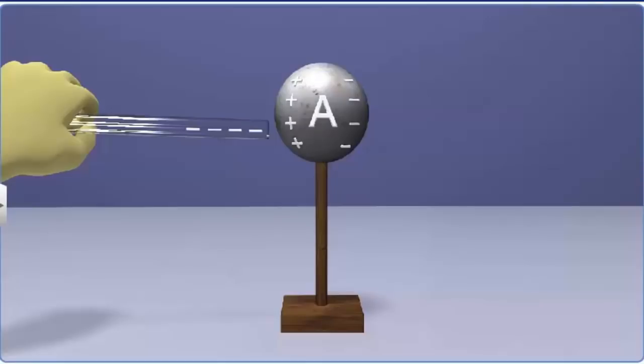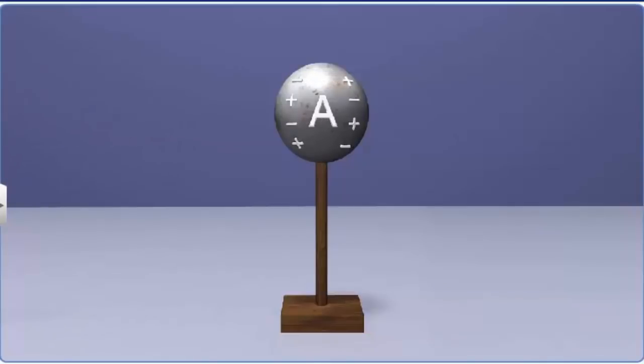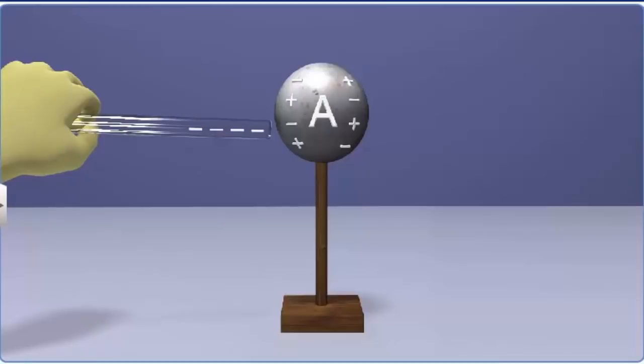When the negatively charged rod is brought near the metal sphere, a few free electrons in the metal sphere move away to the far side of the metal sphere due to repulsion, leaving a positive charge on the near side. This charge is temporary. That is, if we move the glass rod away, the sphere returns to its original uncharged state. When the negatively charged rod is held close to the metal sphere, the charges in it are polarized due to induction.